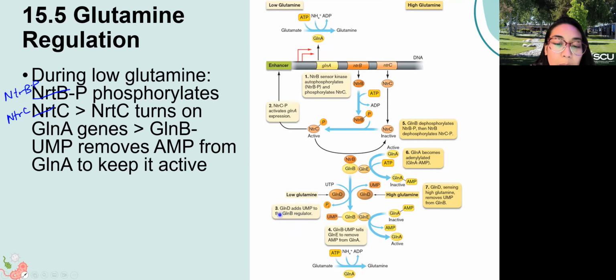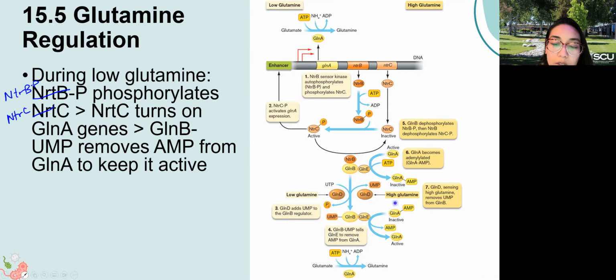And GLNB basically is inactive unless it has a UMP stuck to it. So UMP is uracil monophosphate. When GLNB is added to UMP, then it can go to the GLNA and remove that AMP. Remember that when the GLNA protein is attached to AMP, it's basically turned off.